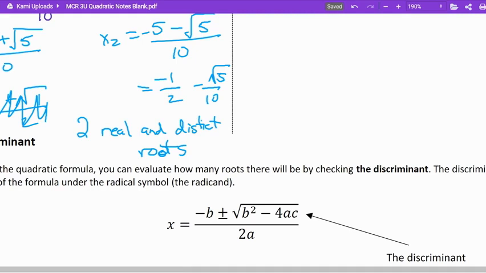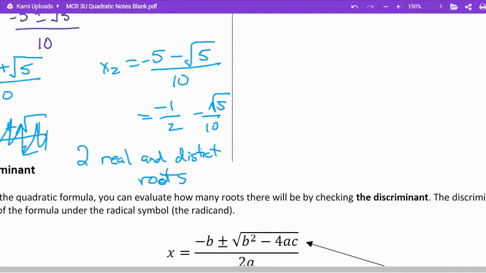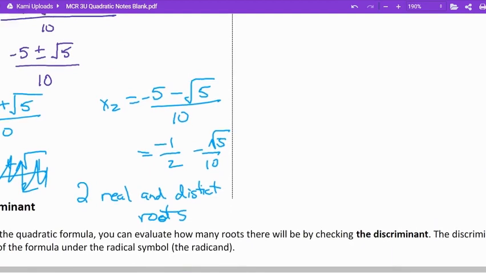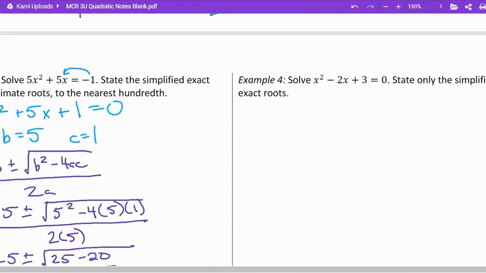What do you think the next one will be? Just take a wild guess. Come on, what have we not done yet? We have not done complex roots. Aren't we excited? Yeah. All right.